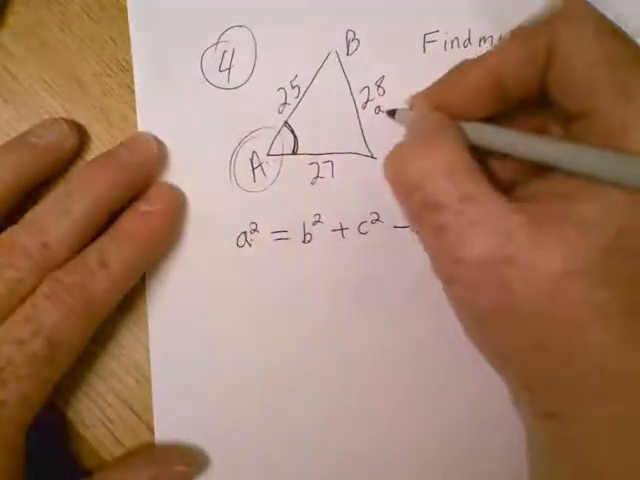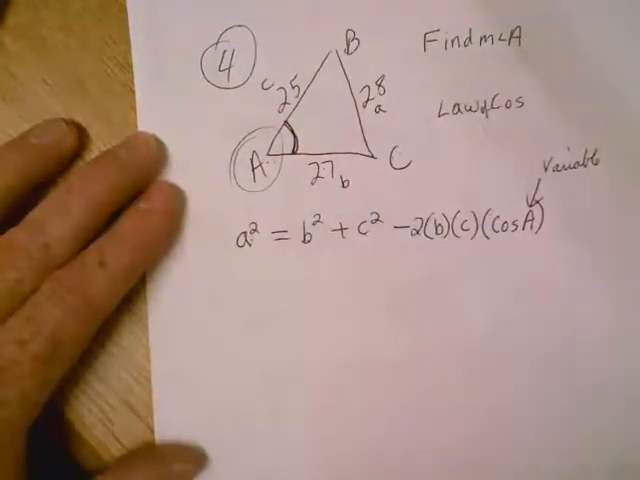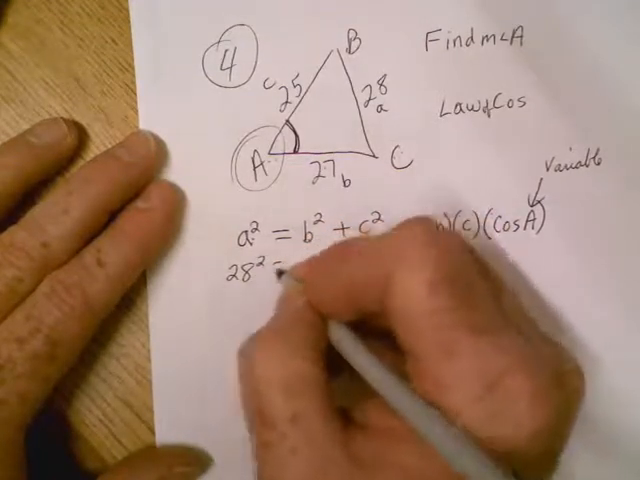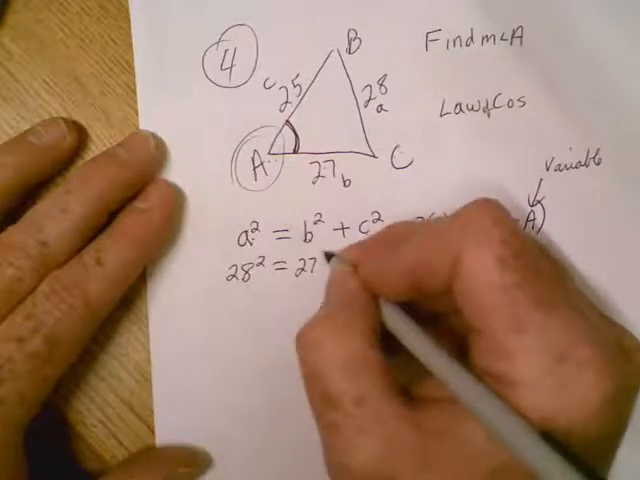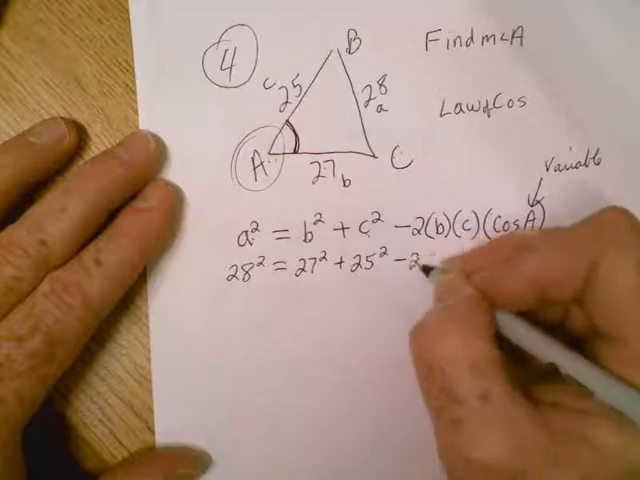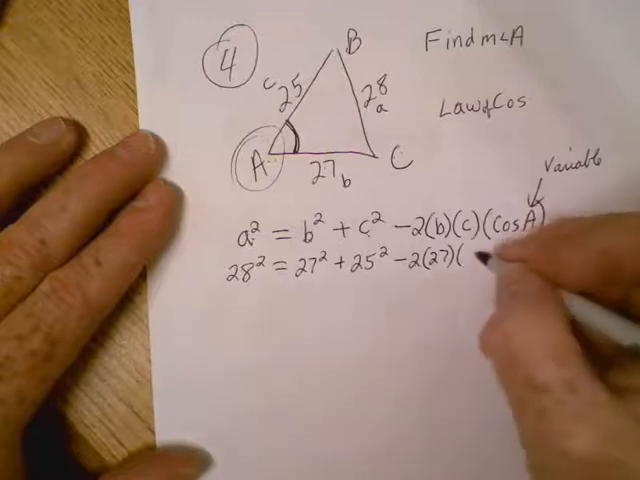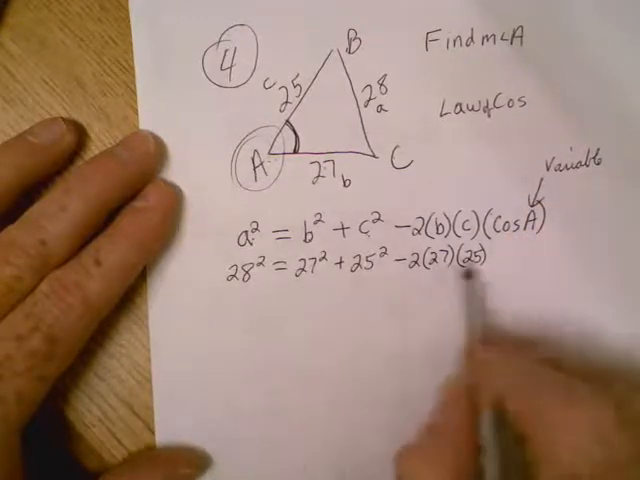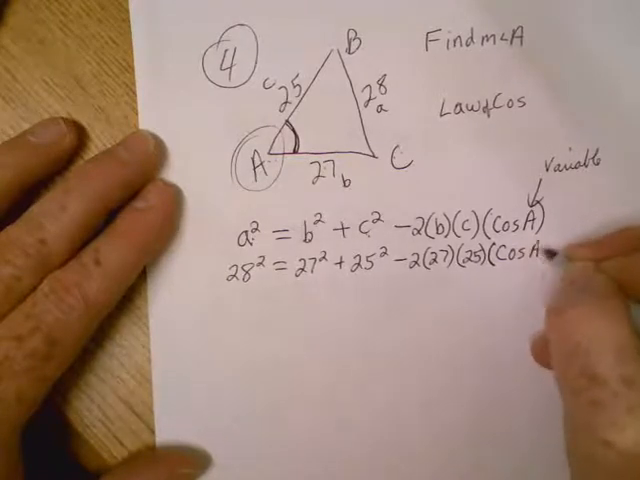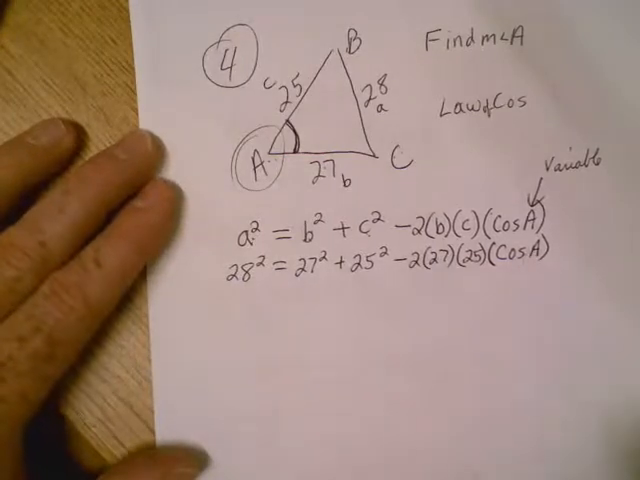So we plug in, and you can go up here and label it if you want. This is big A, so little a is over there. Big B, little b is over here. Big C, little c is over there. And we're just going to put in each number where they belong. So that's 28 squared equals little b is 27, little c is 25, minus 2 times little b was 27, little c was 25. Remember that these two numbers and these two numbers are always going to be the same. And then over here, cosine, we don't know what big A is. That's what we're looking for. So now we have everything in here except for that last part right there.